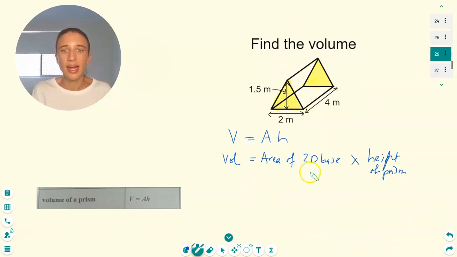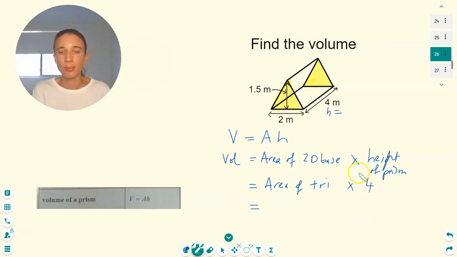Now you've located that. Now let's get more into this formula. Area of the 2D base shape. So we know that that's going to be area of the triangle times, and I'm going to say that that's the height of the prism. That 4 meters is the height of the prism. I'm just going to put it straight in.